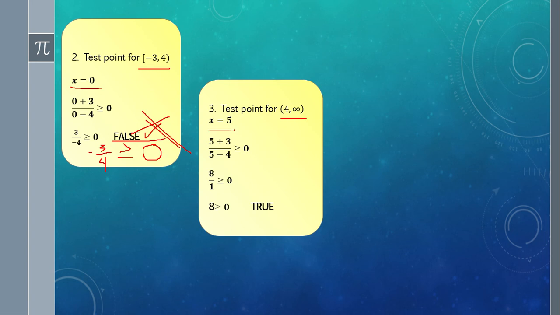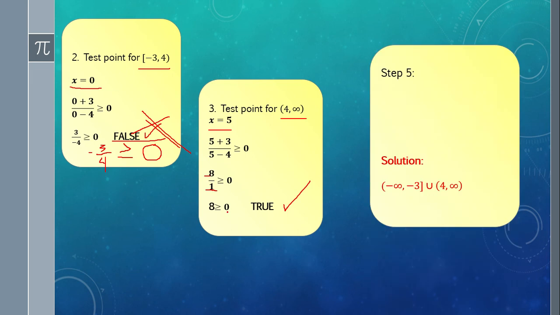And then 5 belongs to that interval. And I substituted 5 here to our x. We have 5 plus 3, that is 8. 5 minus 4, that is 1. 8 over 1 is 8. And is 8 greater than or equal to 0? Yes, it is true because 8 is a bigger number than 0. Now we're done with our test points, or with our step 4.